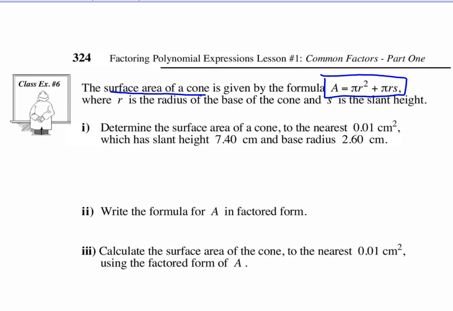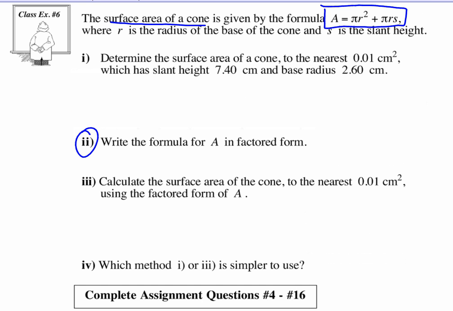Let's go straight to number 2. Write A in factored form. So area equals pi r squared plus pi rs. What can we factor out of both of those terms? We have a pi in common. What else? Radius. R's only one radius. So if I factor pi r out of the first term, pi r squared divided by pi r is r, because r squared divided by r gives you r. Pi rs divided by pi r is s.